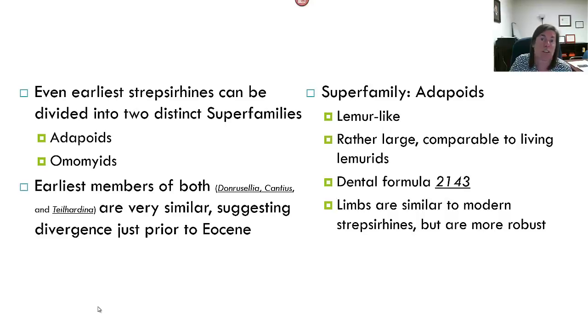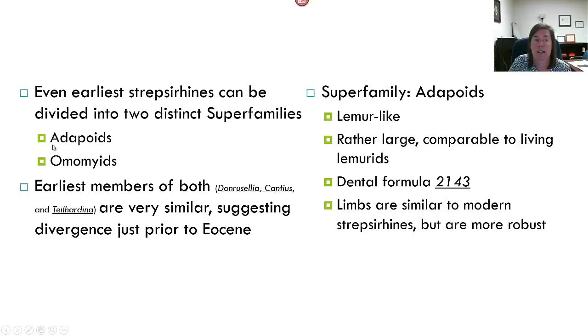After the earliest primates from the late Paleocene and Eocene, we now have these Strepsirhine primates from the Eocene, and they can be divided into two distinct superfamilies, the Adapoids and the Omomyoids. The earliest members of both superfamilies are very, very similar, suggesting a divergence just prior to the Eocene, so in the very, very late Paleocene. The members of both superfamilies are Roosevelt­ia, Cantius, and Teilhardina.